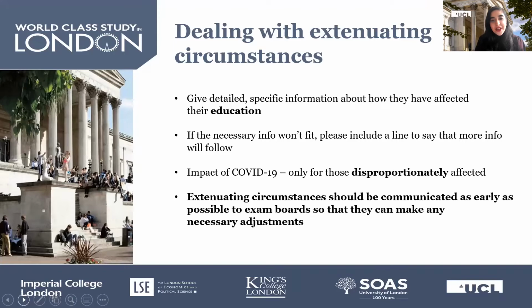We are really interested in learning about any extenuating circumstances that have had an effect on the learner. So, being detailed and having specific information about how they've been affected is going to be key. It might be the case that it won't fit into the UCAS reference. In that case, it is recommended that you get in touch with the universities to underline the best process to provide that information.